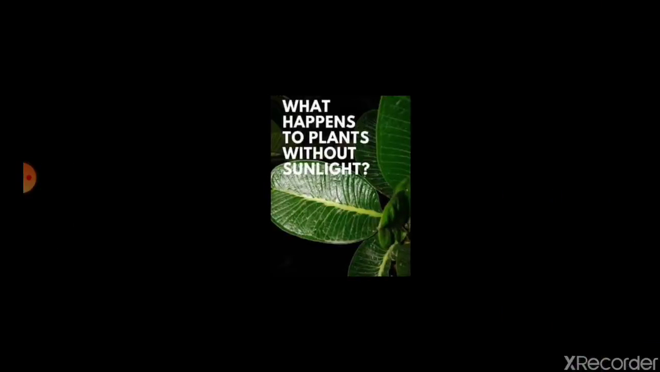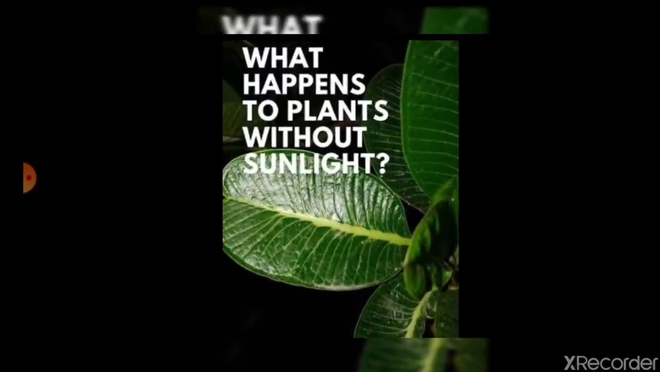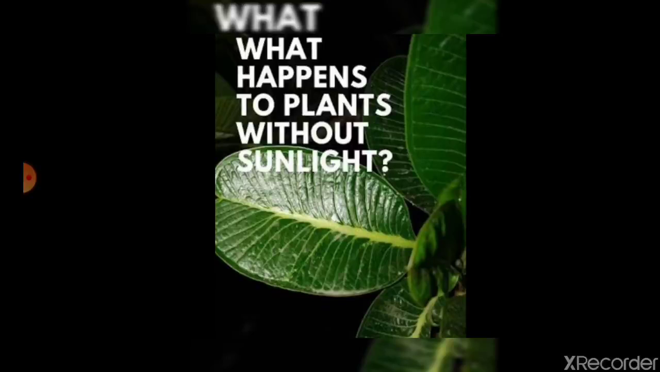Now, keep pot B in dark, but water it regularly. You will observe that the plant in pot B does not appear healthy. Its leaves have turned yellow.